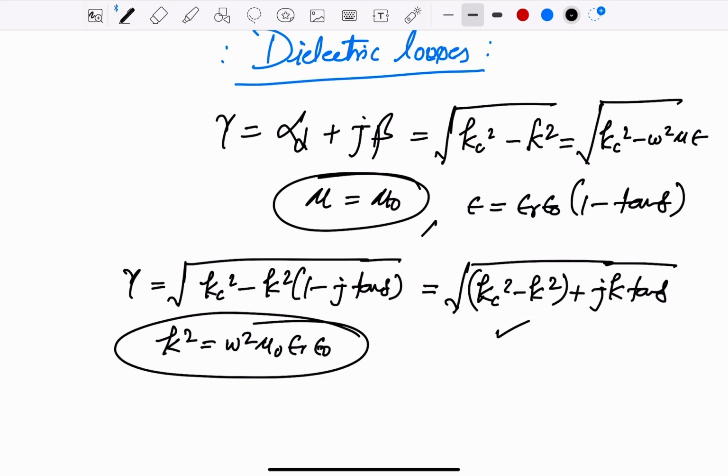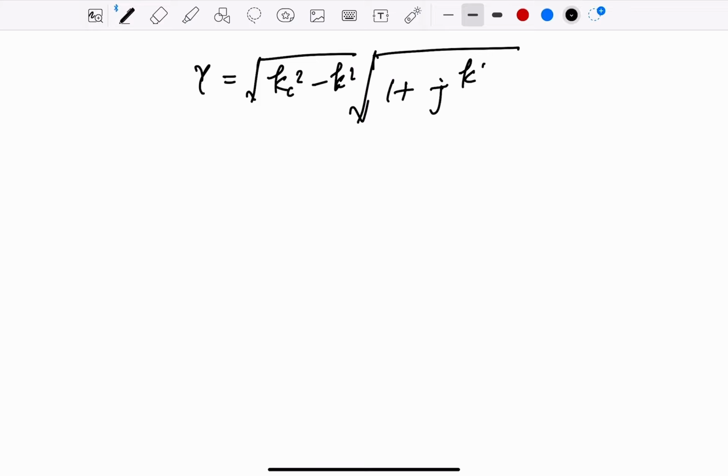If you factor it out, kc square minus k square, I hope you are writing along with me also. kc square minus k square under root 1 plus j k square tan delta divided by kc square minus k square. Yes, we may write these things. There is no harm in writing them.